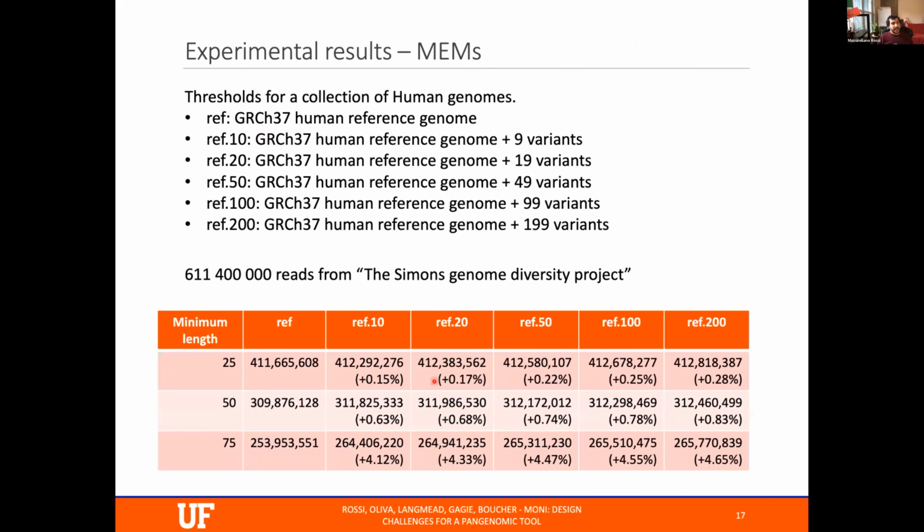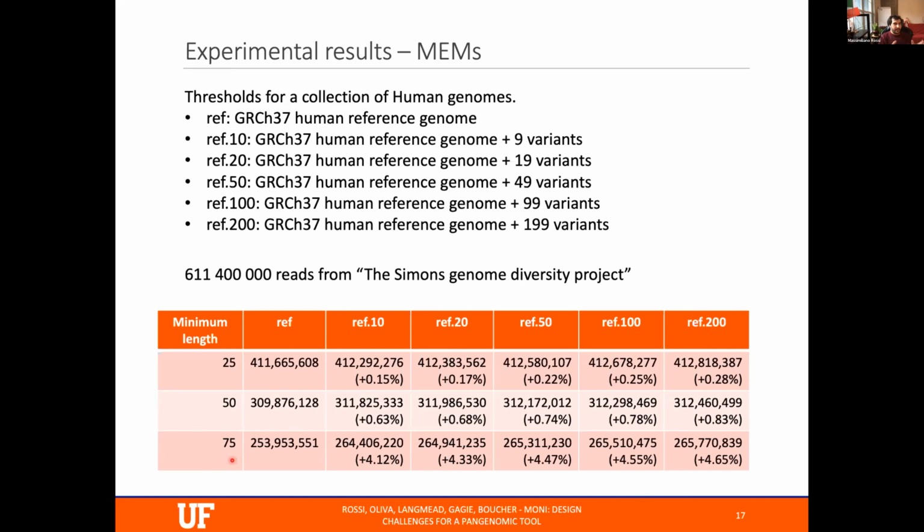Okay, so we also did another experiment, which is we took all those genomes that we indexed before and we queried the 600 million reads from the Simons Genome Diversity Project. And what we report here is the number of reads with a MEM of minimum length at least 25, 50, and 75. What is interesting here is that if you take one reference genome, or if you take 200 reference genomes, you have 10 million more reads with a MEM of length 75, which means better seeds, which means that we can hopefully get a better alignment.